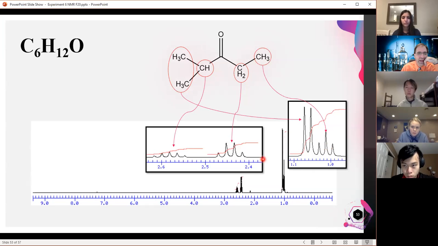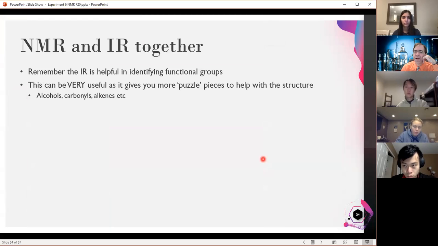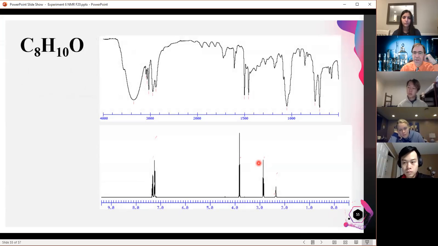Okay, I think I have, yes, one more example. And I alluded to this already, is can you use IR and NMR together? And certainly you can. Almost always you do. If you take an NMR, usually you take an IR or a mass spec as well. And so let's look at this one here.